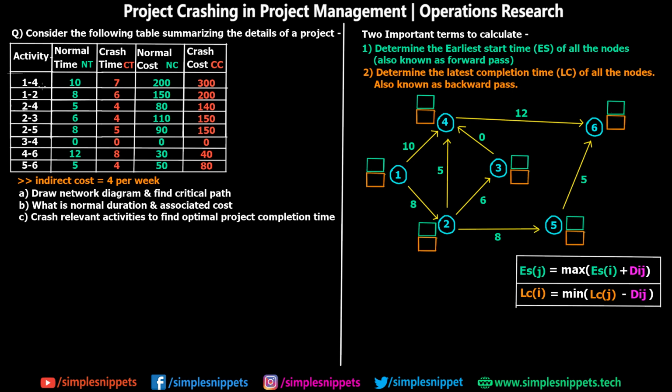You can see we have activity 1 to 4. So this is from 1 to 4. Then we have 1 to 2, so from 1 to 2, and the arrows are pointing in that same direction. Then we have 2 to 4 in this direction. We have 2 to 3 and so on and so forth.